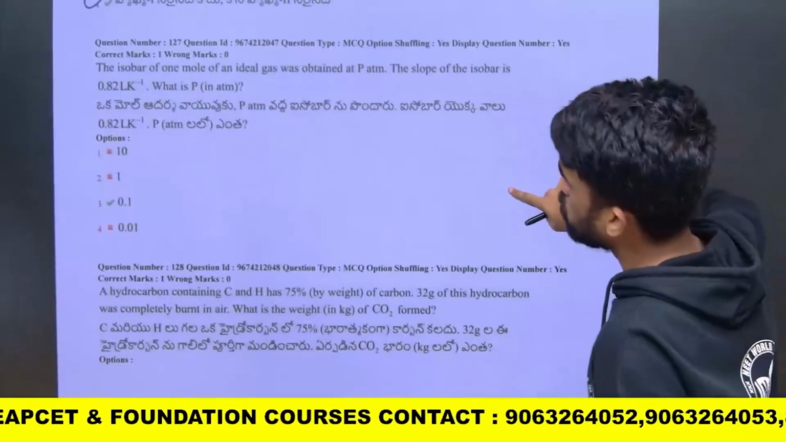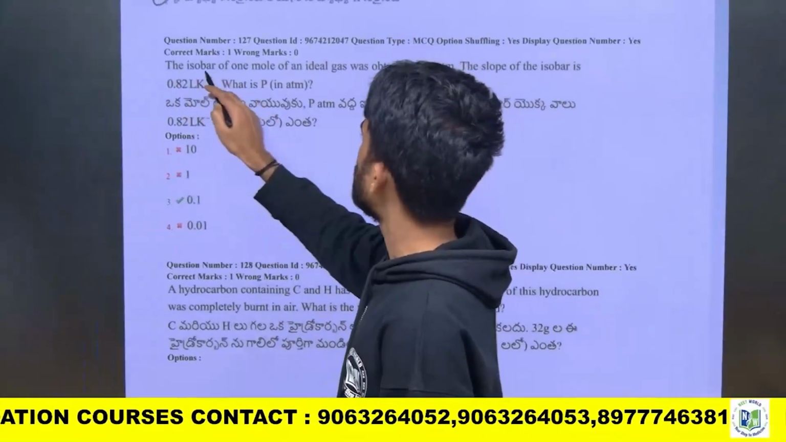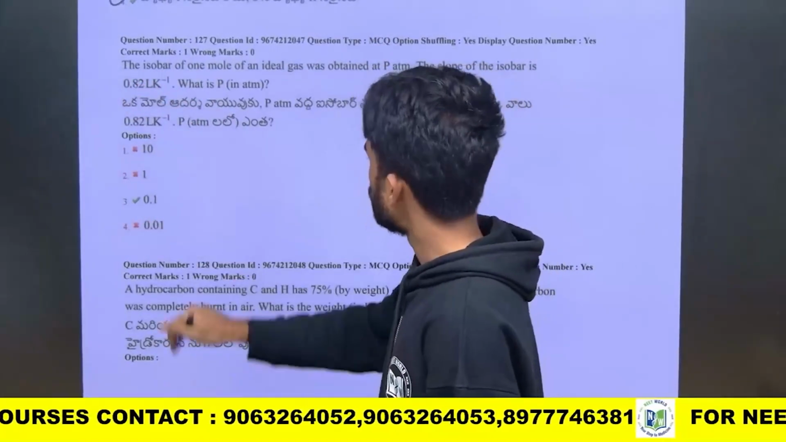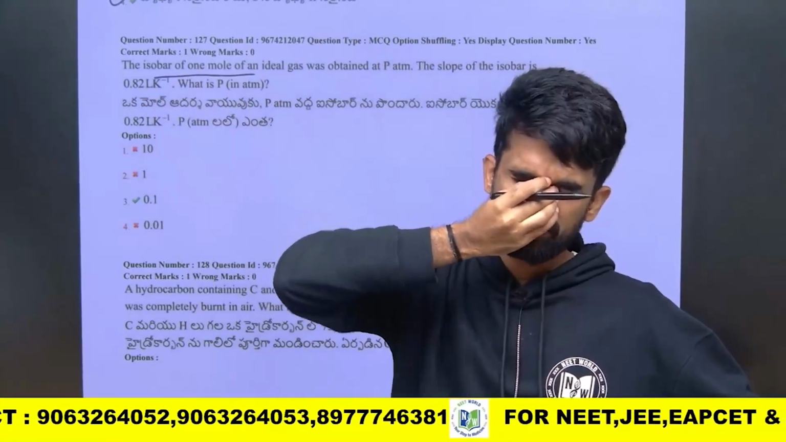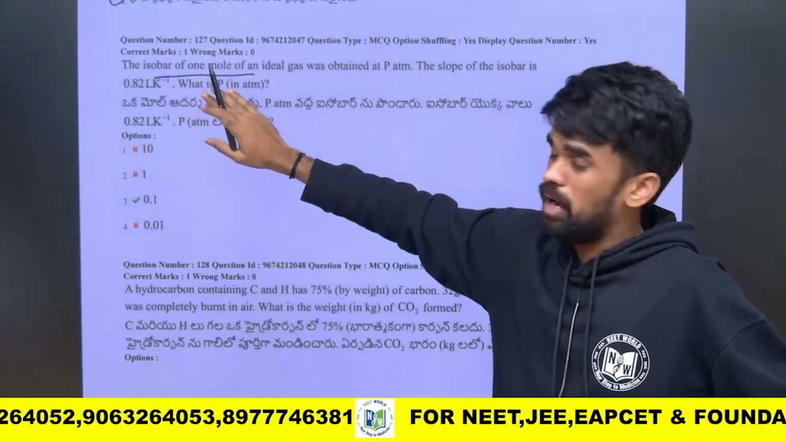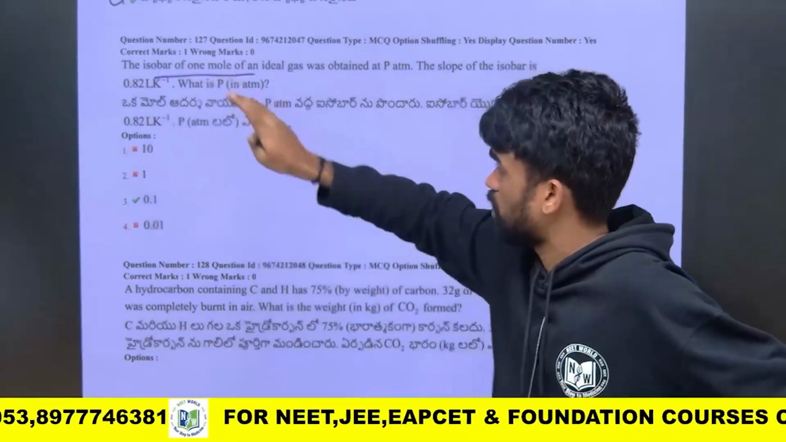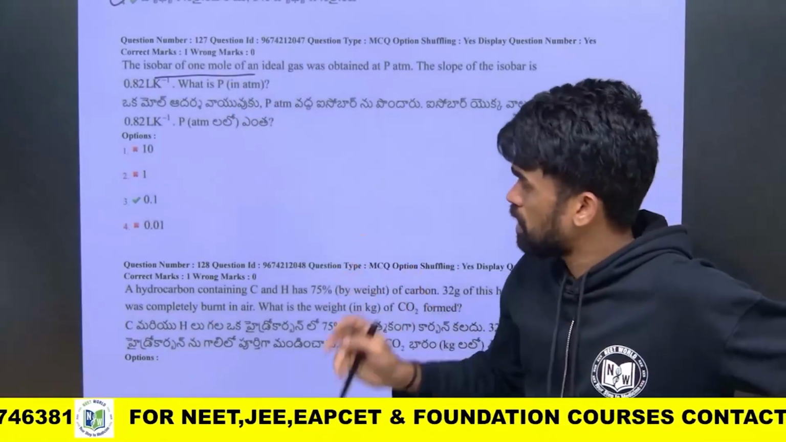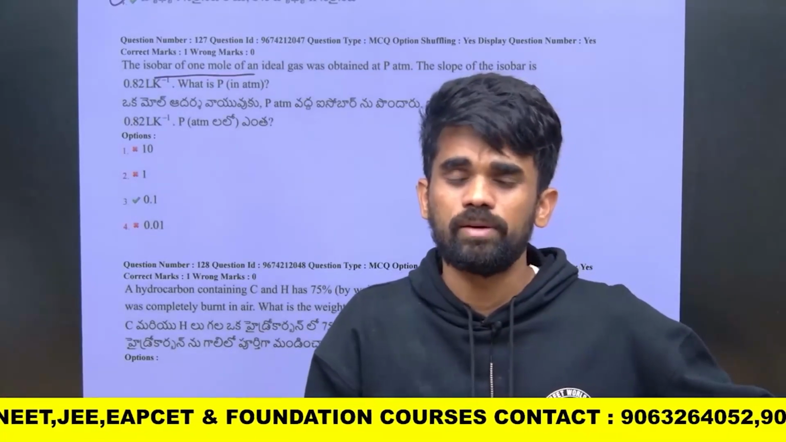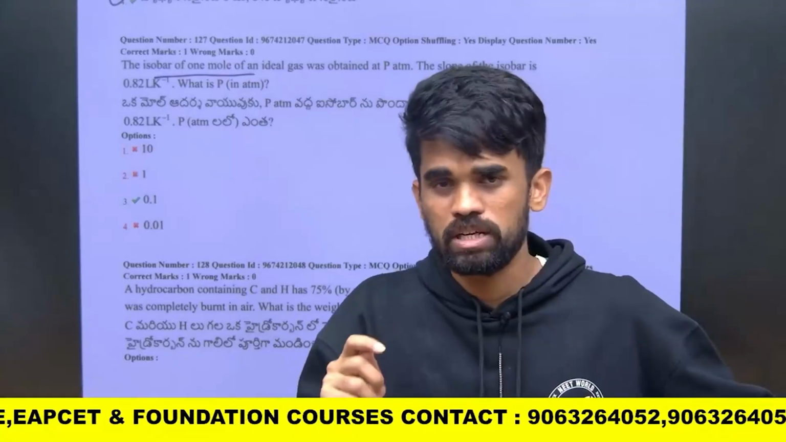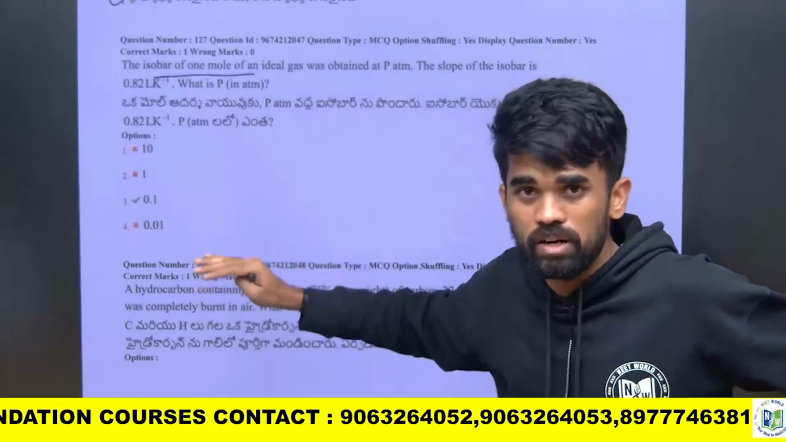Okay, let us go to one more question here. The isobar of 1 mole of ideal gas, very interesting here. I have seen a similar kind of question in the April 29th paper, and this is the 30th paper. So I think the examiner is giving the same level of questions in all 3 exams. These are not easy actually, they are moderate to hard only.